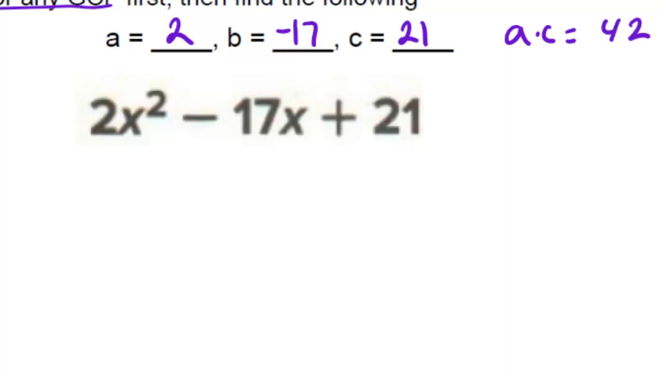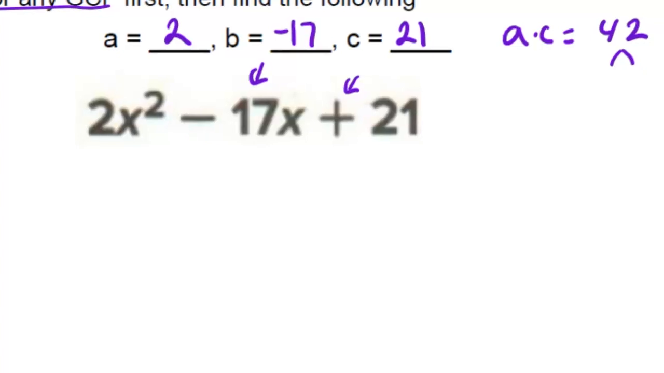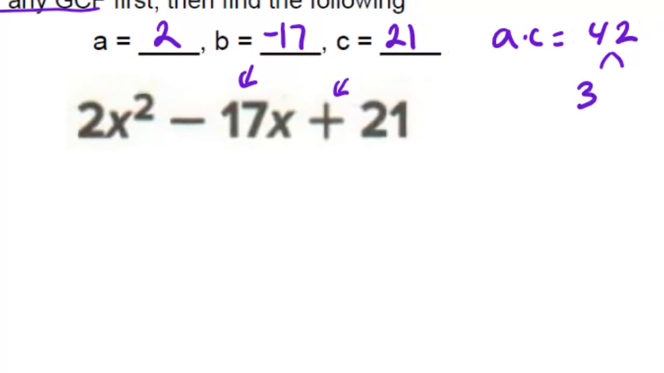And now I'm looking for the factors of 42 that have a sum of negative 17. Now remember, sum means we're adding them up and they have the same sign. So the two signs are negative because I have a negative 17 here. So the two factors that come to mind are 3 and 14, which makes 42. Now they have to add up to a negative 17. So in order to do that, they both have to be negative.